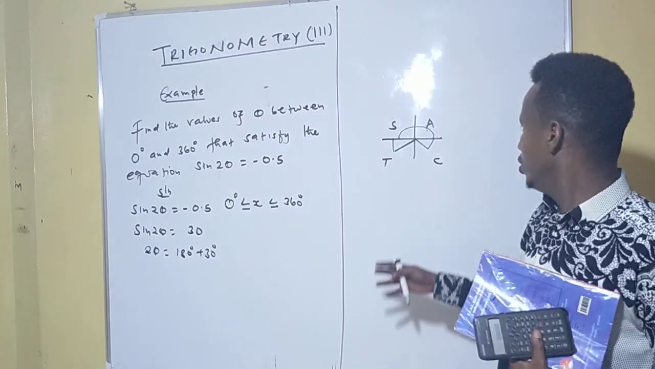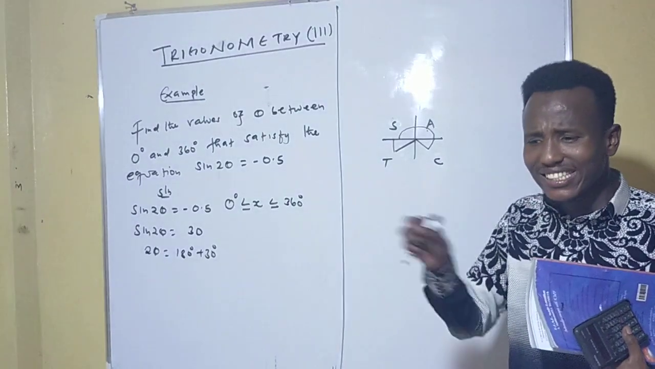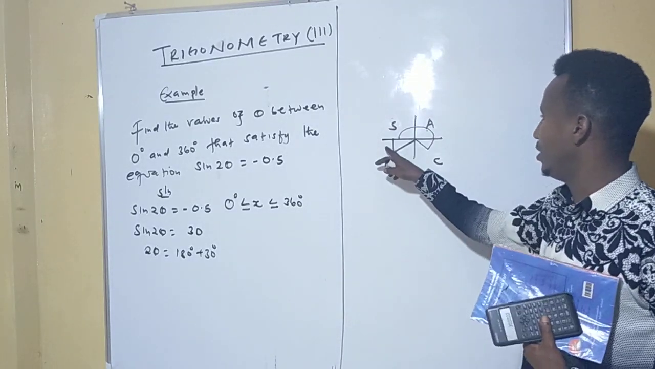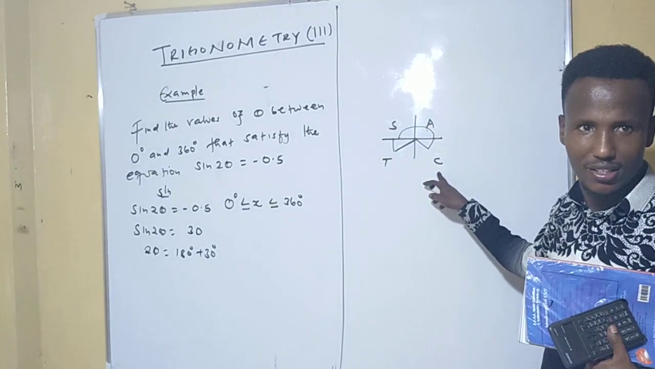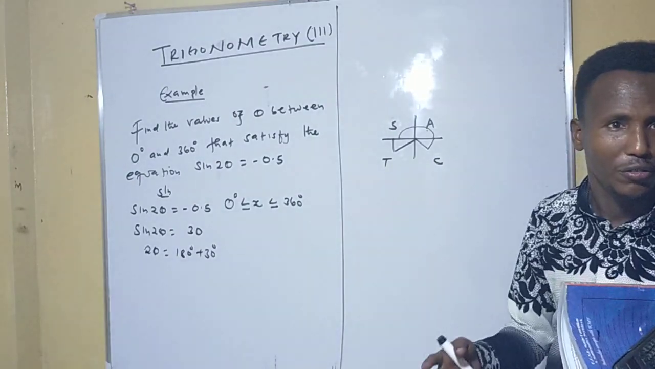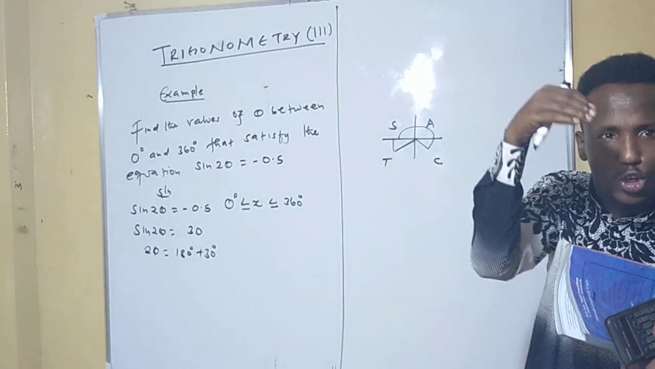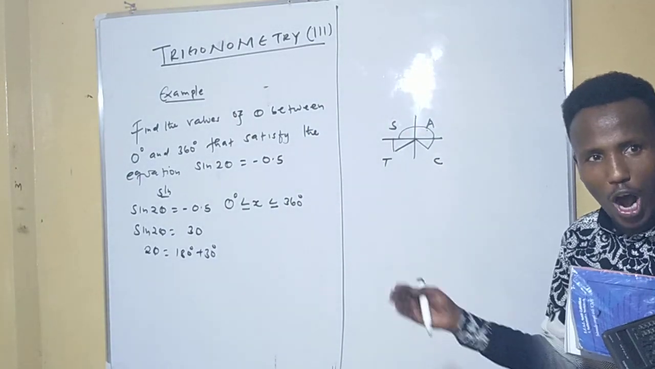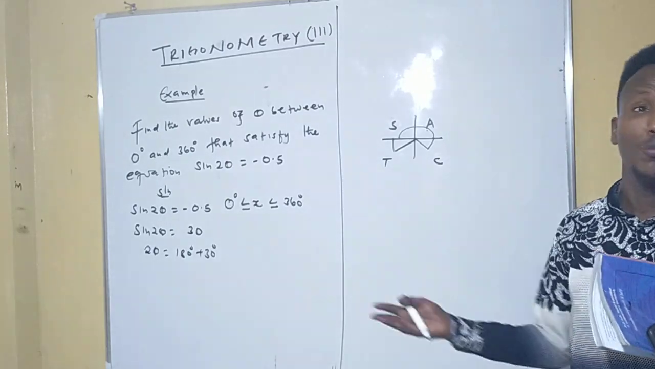Take your time. So first confirm where sine is negative. Sine is negative in the third and fourth quadrant. Is it? So this is where we are going to work. So we want to stay in those two quadrants, yeah? We cannot go out of them. If we go out of them, then we are not obeying the law.